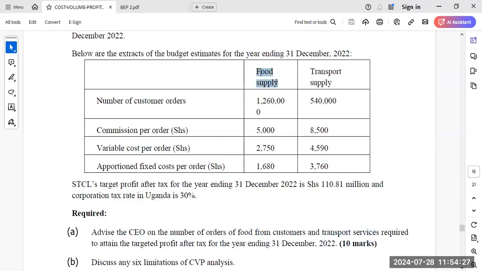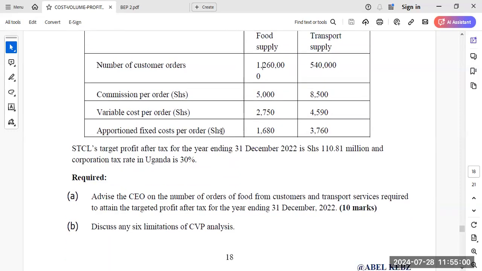So this is food supply, this is transport supply. You have number of customer orders. You have commission per order. Now here they are not using unit selling price. This is commission. We are dealing with the commission, okay? Then we have variable cost per order and apportioned fixed costs per order. So we can start our handling this.